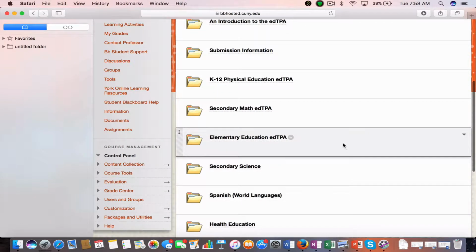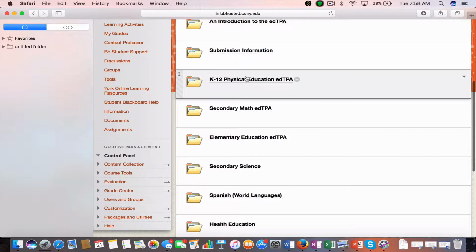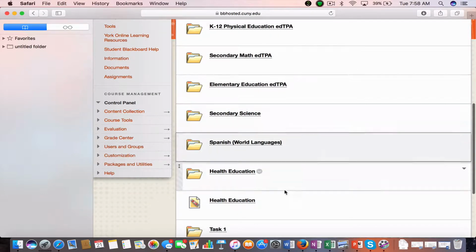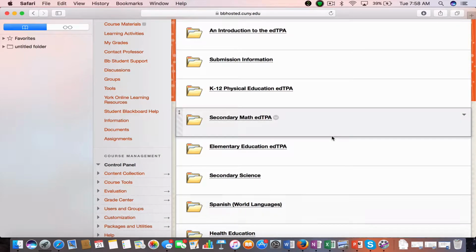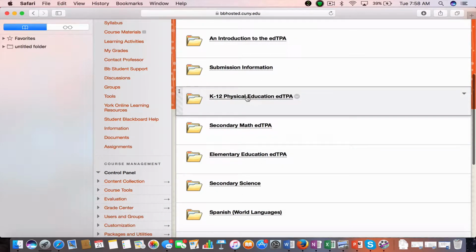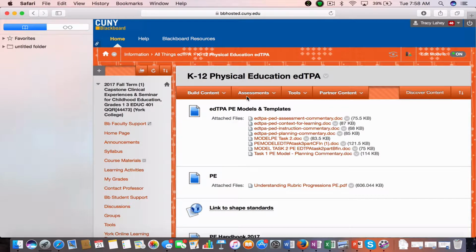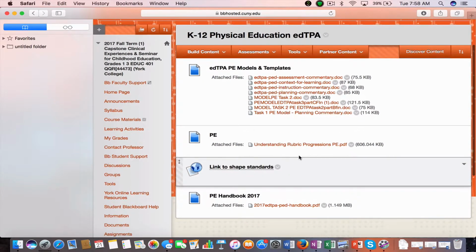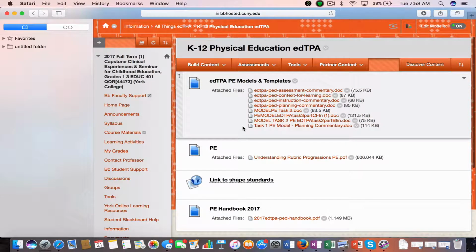If you scroll down, you're going to see Physical Education, Math, and Elementary Education. Now, there are some other tests as well, but they don't have to do with you. You're going to go to your discipline. So let's say that you're Phys Ed. You're going to click onto that, and what you're going to see here is there's your handbook. There's this thing called Understanding Rubric Progressions, which we'll look at later. And then you're going to be looking for your templates up here.